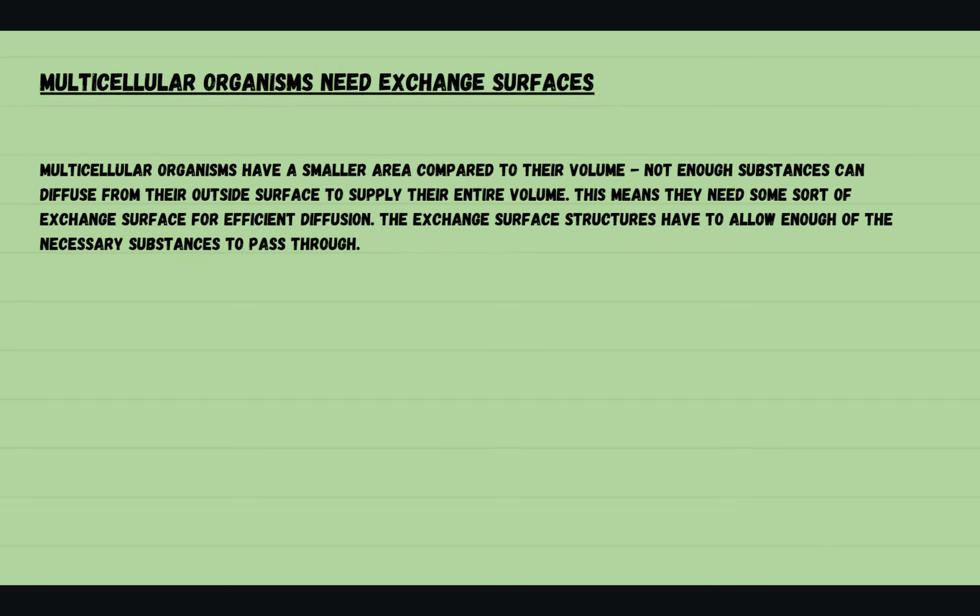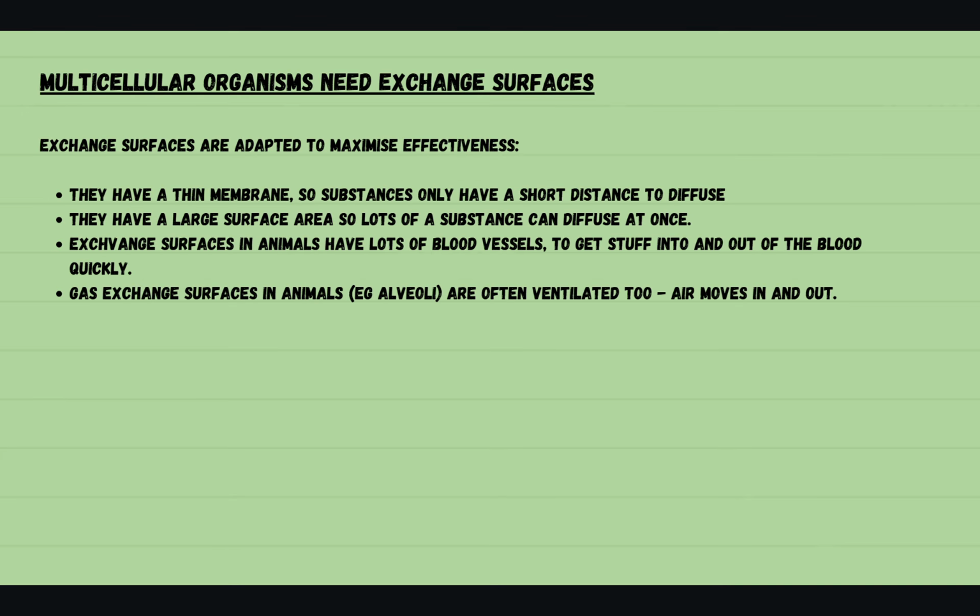Multicellular organisms have a smaller surface area compared to their volume. Not enough substances can diffuse from their outer surface to supply their entire volume. This means they need some sort of exchange surface for efficient diffusion. The exchange surface structures have to allow enough of the necessary substances to pass through.